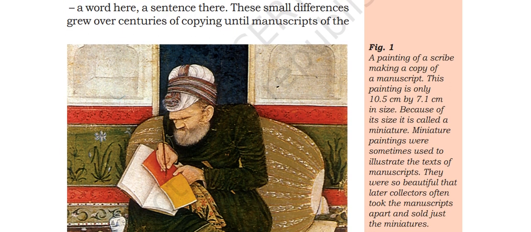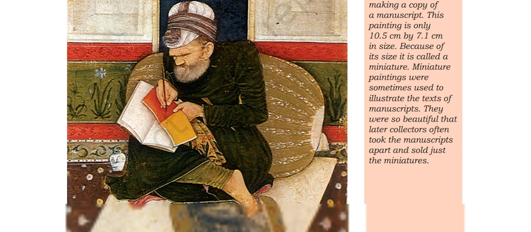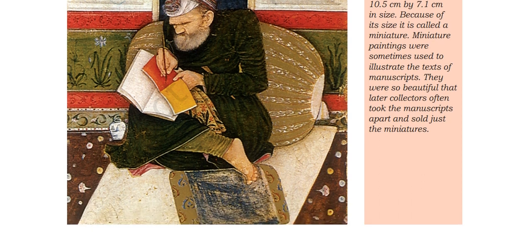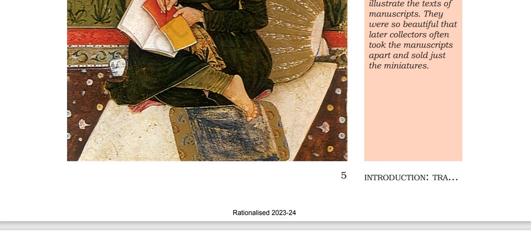This is a painting of a scribe making a copy of a manuscript. This painting is only 10.5 cm by 7.1 cm in size. Because of its size, it is called a miniature. Miniature paintings were sometimes used to illustrate the text of the manuscript. They were so beautiful that later collectors often took the manuscript apart and sold just the miniatures.